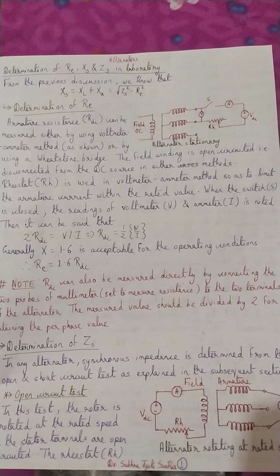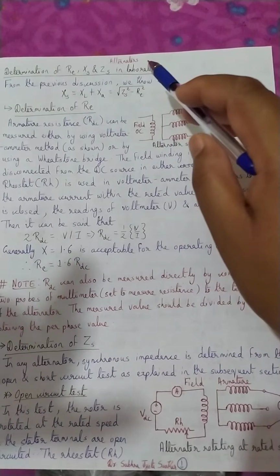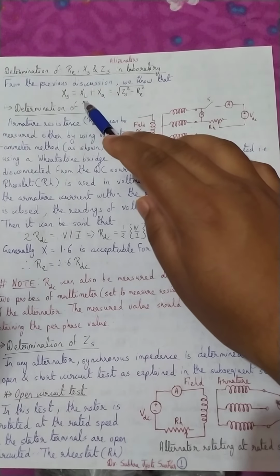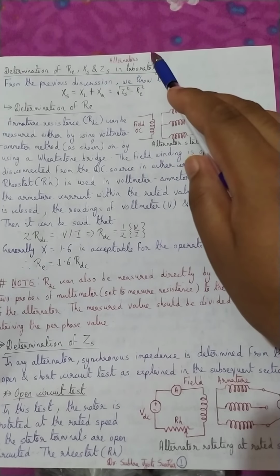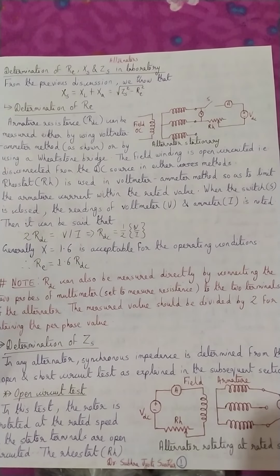So what is going to happen if you have to find out Xs? We can find out Xs should be equal to root over Zs square minus Re square, as given over here. Now this Xs has two components. One is called XL, that is the leakage reactance, and XA, that is the reactance coming from the armature flux, armature reaction actually. The theory is discussed in the class, so you are aware of that.